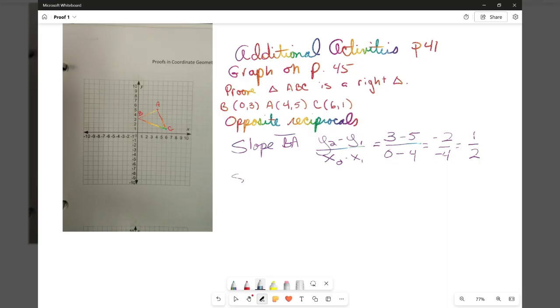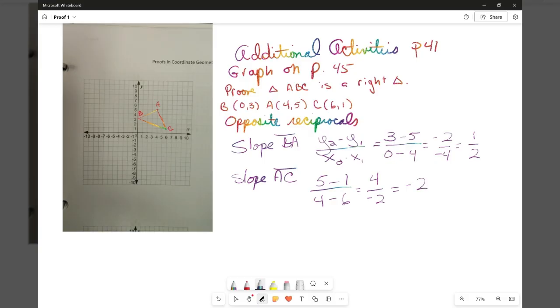So let's give it a try. The slope of AC, using the same slope formula, I'm going to say the y for A is 5, the y for C is 1, the x for A is 4, and the x for C is 6. So 5 minus 1 is 4, 4 minus 6 is negative 2, and this is negative 2.